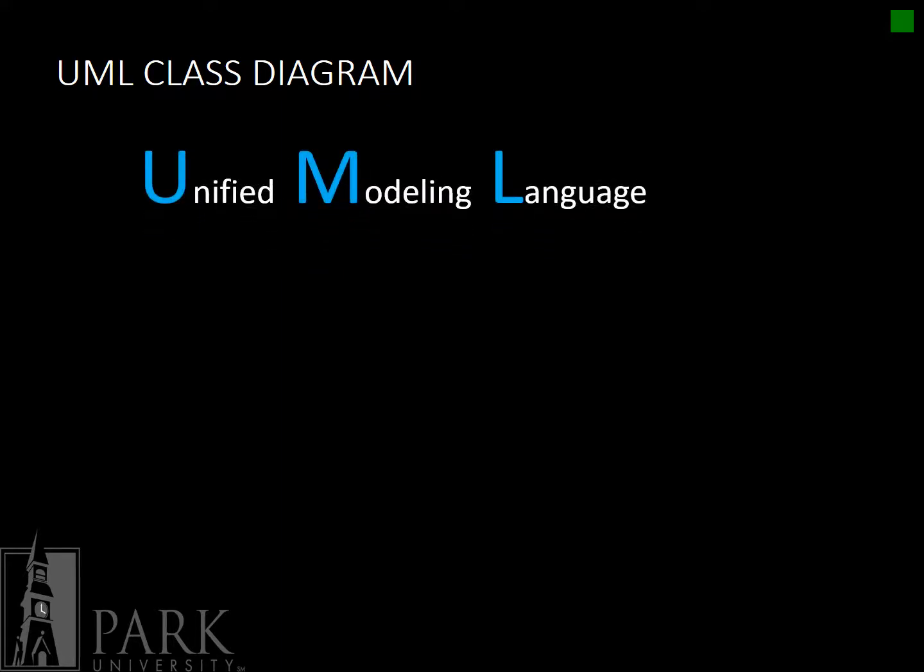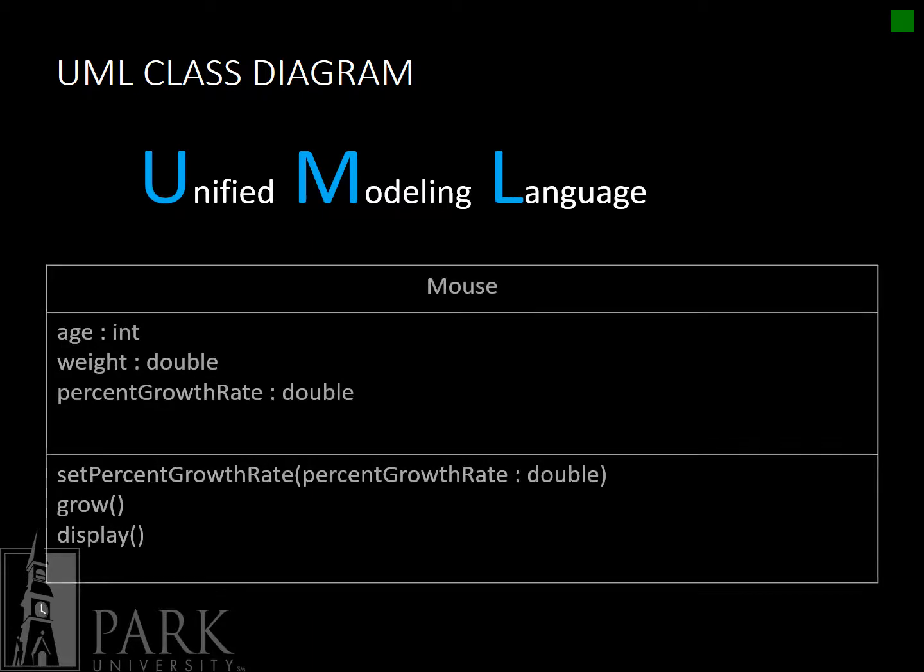So what is UML? UML stands for Unified Modeling Language, and it's a diagrammatic methodology for describing classes, objects, and relationships between them. UML is also widely accepted in the software industry as a standard for modeling object-oriented designs. And there are many different types of UML diagrams, but as an example, here's a class diagram.